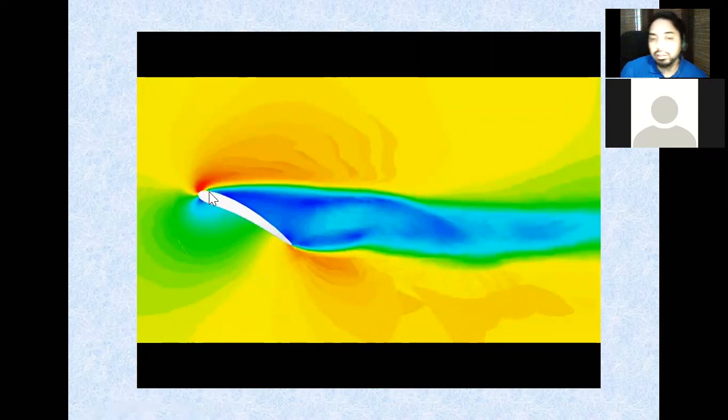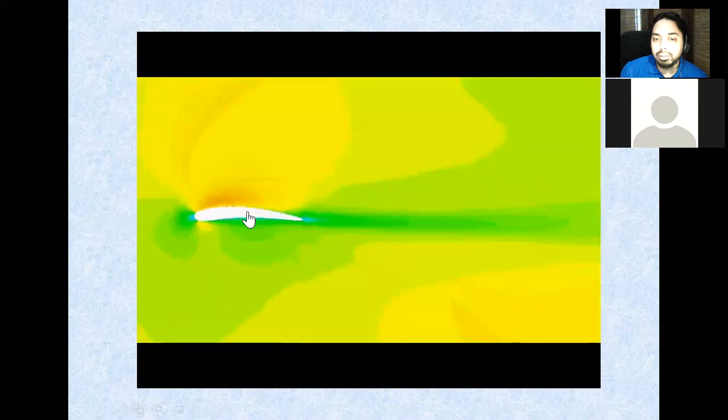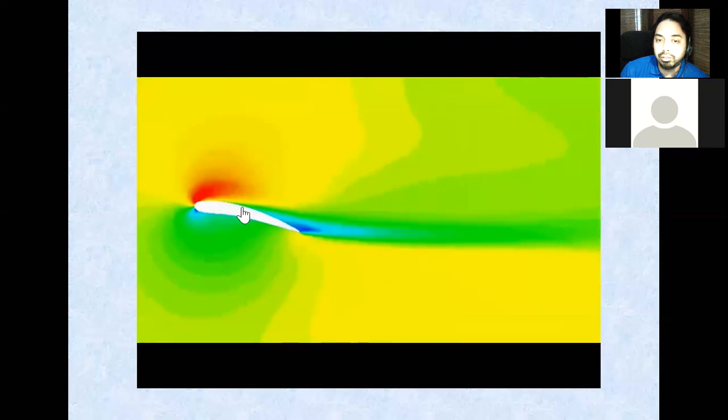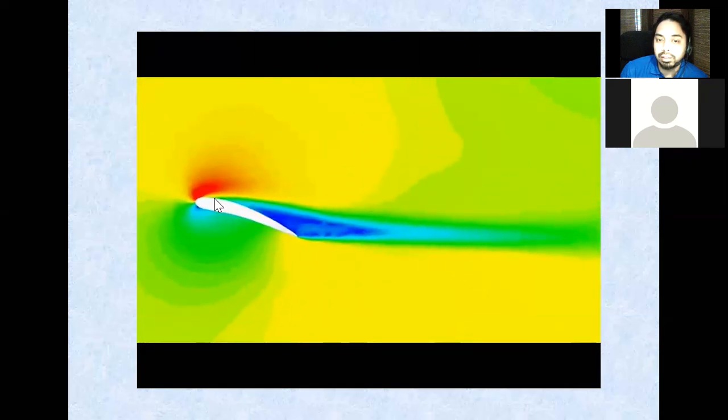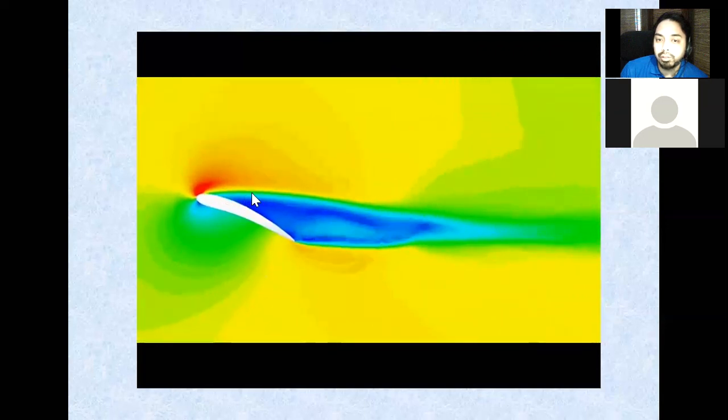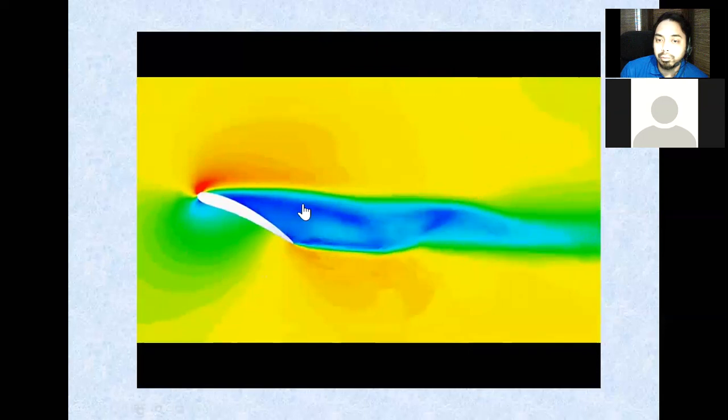And you can notice that there is what we call separation, where the fluid layer detaches from the profile. Over here you can see they are still attached, but now it is detaching more and more upstream. When you have detachment, then you have turbulence over here.